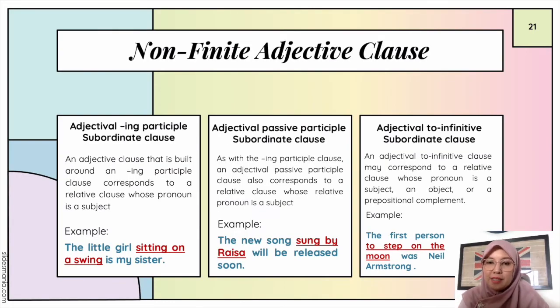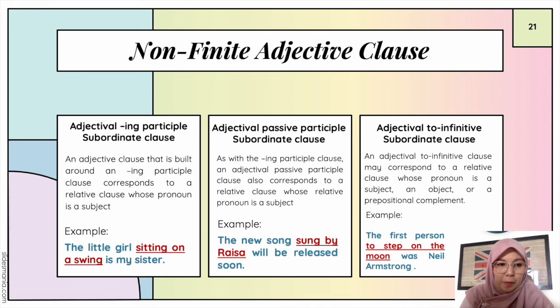The next one is the non-finite adjective clauses. There are 3 types of non-finite adjective clauses, which include adjectival -ing participle clauses, adjectival passive participle clauses, and adjectival to-infinitive subordinate clauses. An adjectival -ing participle subordinate clause is an adjective clause that is built around an -ing participle clause and corresponds to a relative clause whose pronoun is the subject.